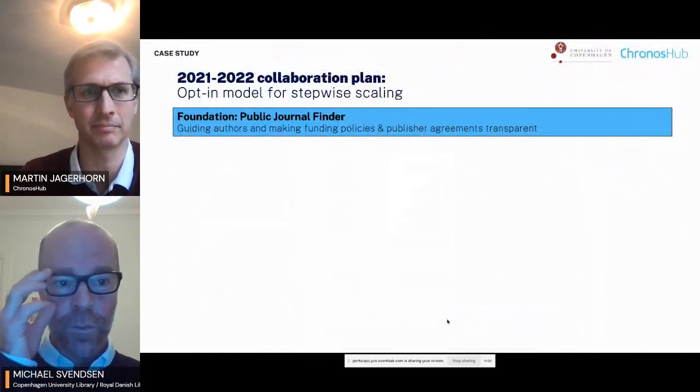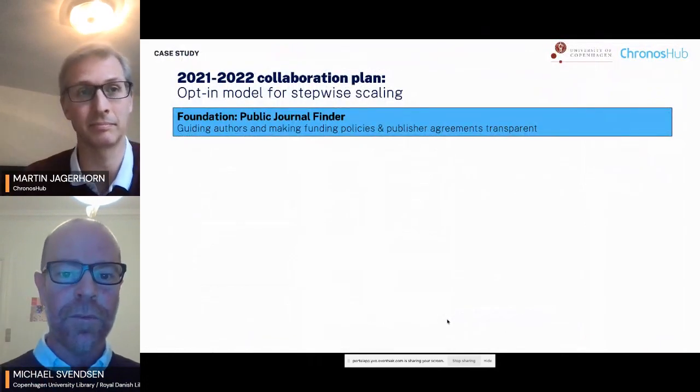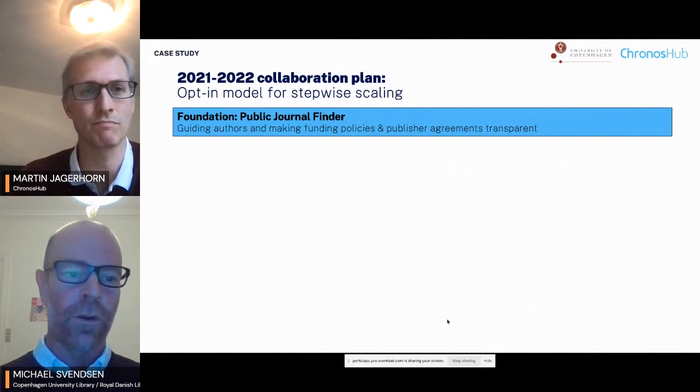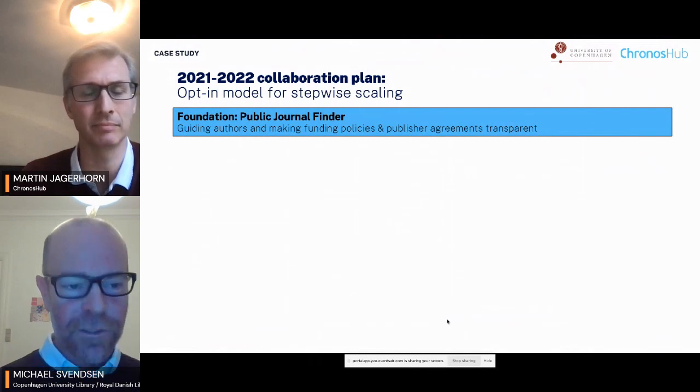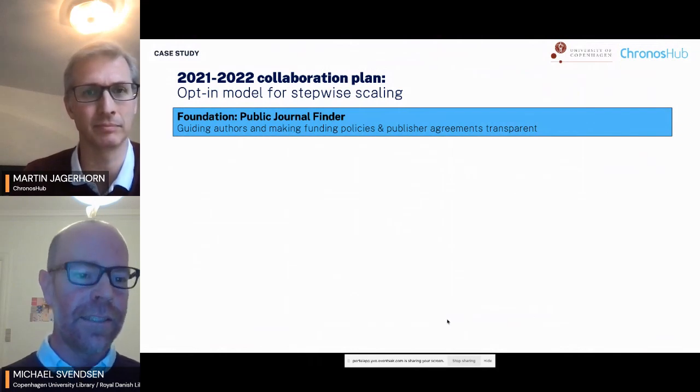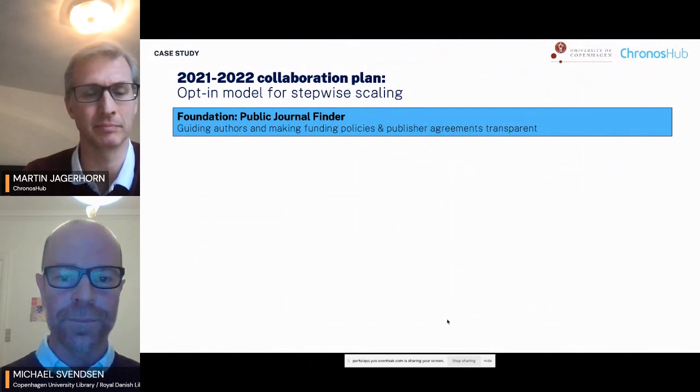So what we are dealing with now is that we have a foundation, which is the public journal finder, and that was the actual requirement we got from the University of Copenhagen, from the management. Give us a simple tool that is easy for researchers to use, and let's build from that kind of baseline.